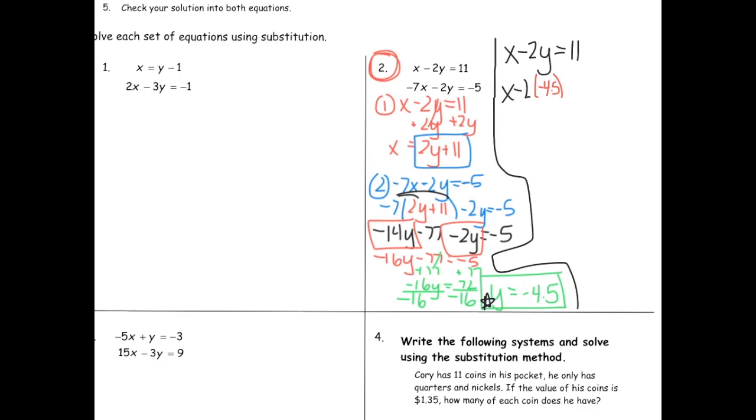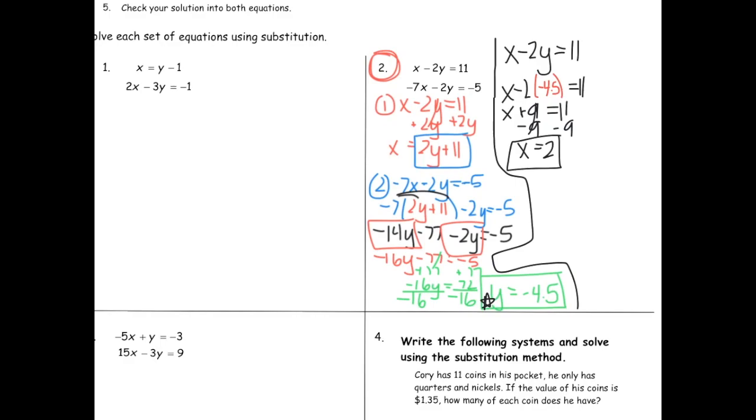x minus 2 times negative 4.5 is equal to 11. All right, so I have x. If I multiply this out, I'm going to get x plus 9 equals 11. Subtract 9 on both sides. x is equal to 2. So we have that x is equal to 2 and y is equal to negative 4.5.